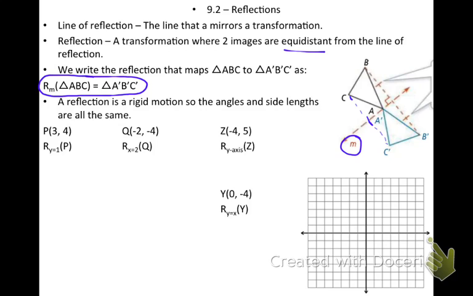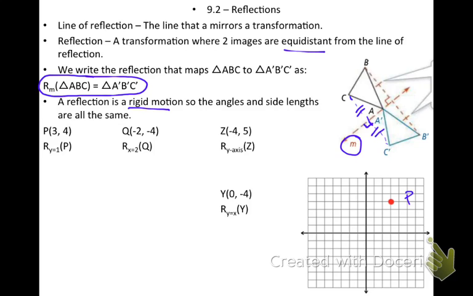Again, I'm mapping each point to its reflection. These are going to be the same distance apart, and they're also going to be perpendicular to each other. And again, reflection is a rigid motion, so the size doesn't change. So when I do this, P is my (0, 3, 4)... and so I have 1, 2, 3, 1, 2, 3, 1, 2, 3, 4.